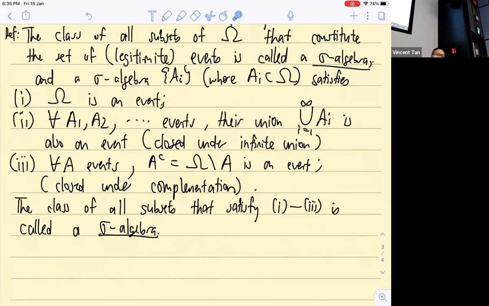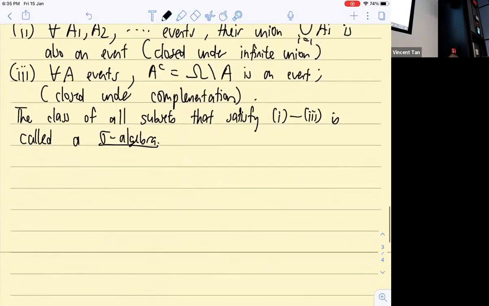But in order to spare you the pain of doing homework, now I will do some homework for you. So we are going to prove some things. Fact: we are going to prove this. Phi, the empty set, is an event.